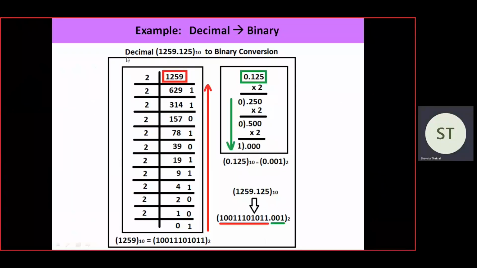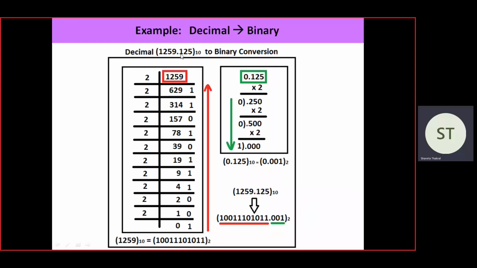We have already discussed decimal to binary conversion, and there we used the methods called repeated division by 2 and repeated multiplication by 2. For the integer part of the number 1259, we used repeated division by 2. Here we write the quotient and the remainder, and keep on dividing the quotient by 2 until we get the quotient 0, and finally we record all the remainder values from bottom to top.